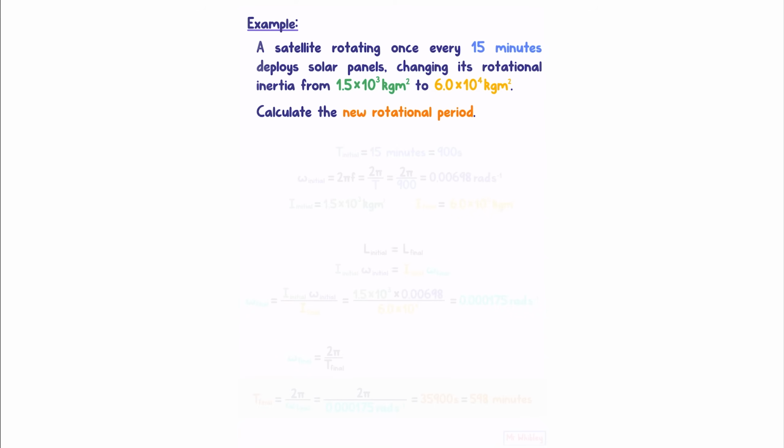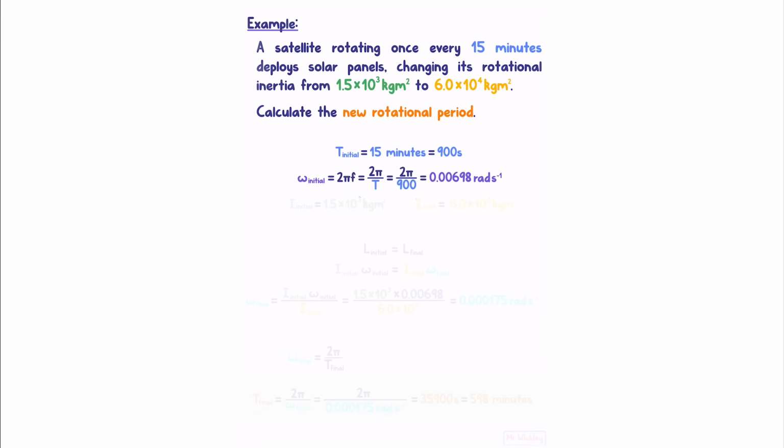And so we're given the initial period of 15 minutes, multiply that by 60, and we get 900 seconds. To find our initial angular frequency, we can use the equation 2 pi f. We don't have the frequency, but we do have the period, and we know that frequency is 1 over period, which allows us to write 2 pi over T. Putting in our 900 gives us 0.00698 radians per second.